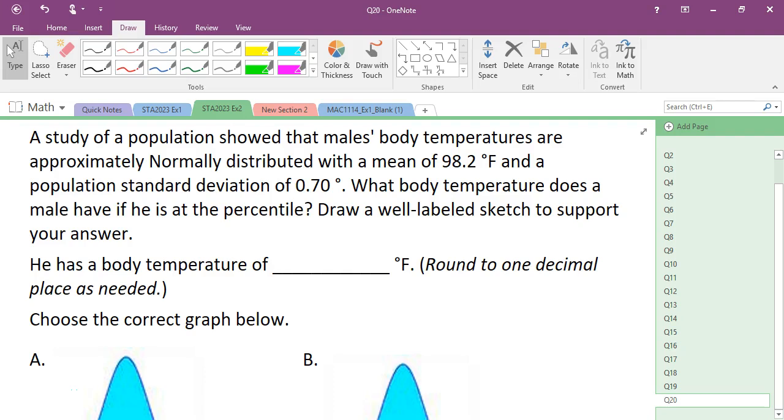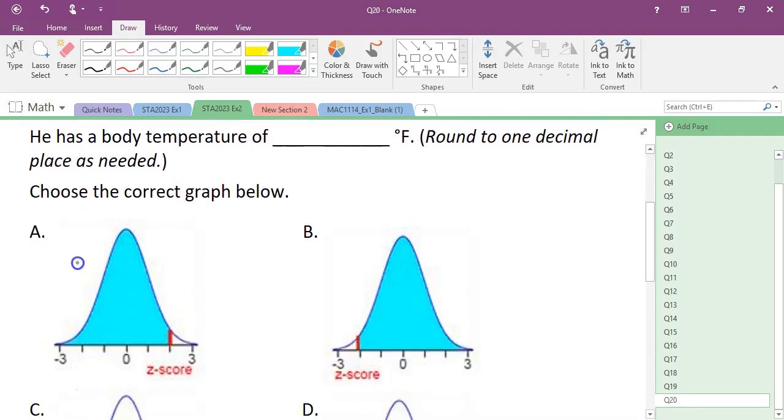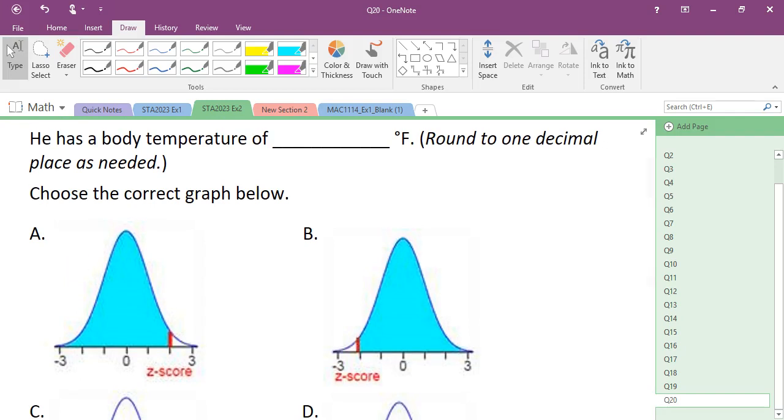What body temperature does a male have if he is at the, and we're missing the percentile, 90th percentile? 98th. 98th percentile. All right. So remember, percentiles, what does that mean?